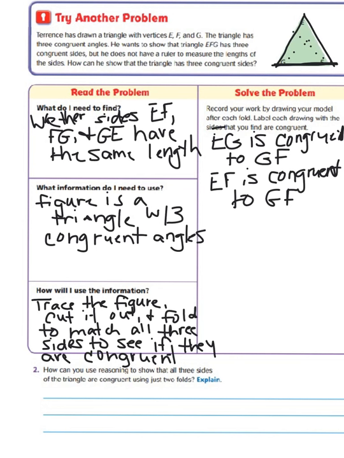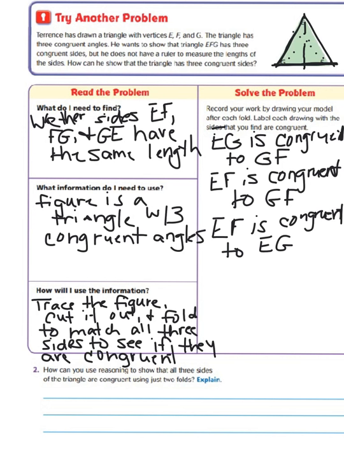Now, the next option we have is to see if this side is congruent to this side, and we do that by folding it right down the middle. So we also want to see if EF is congruent to EG. And we should be able to do that by taking our cutout figure and folding it over.